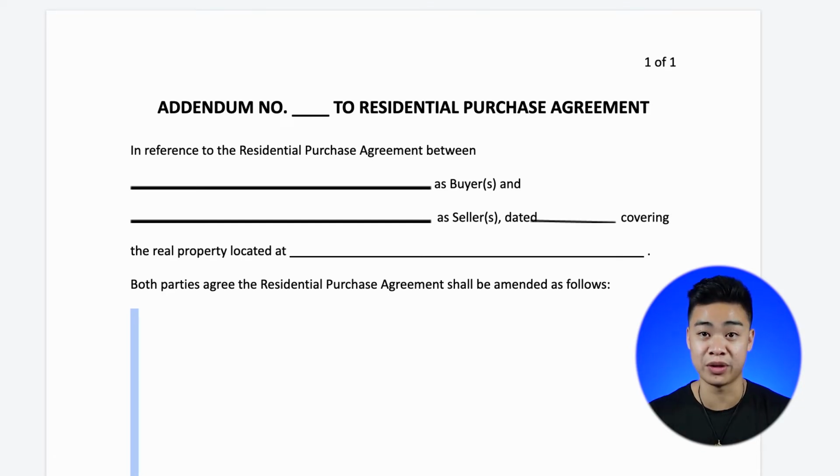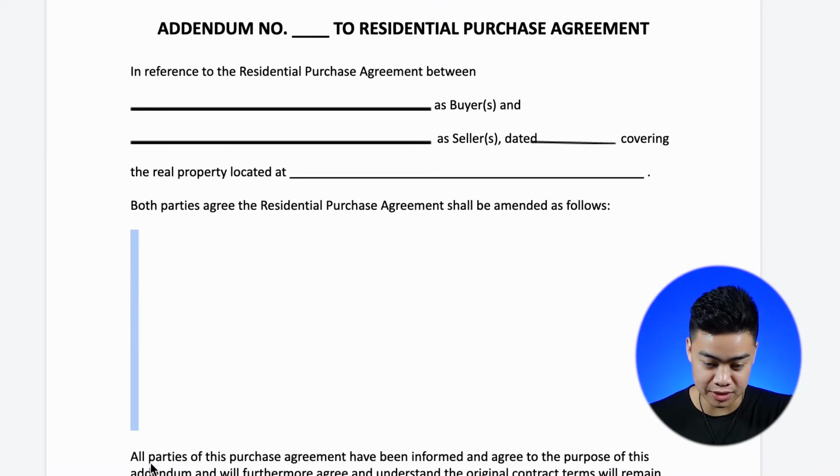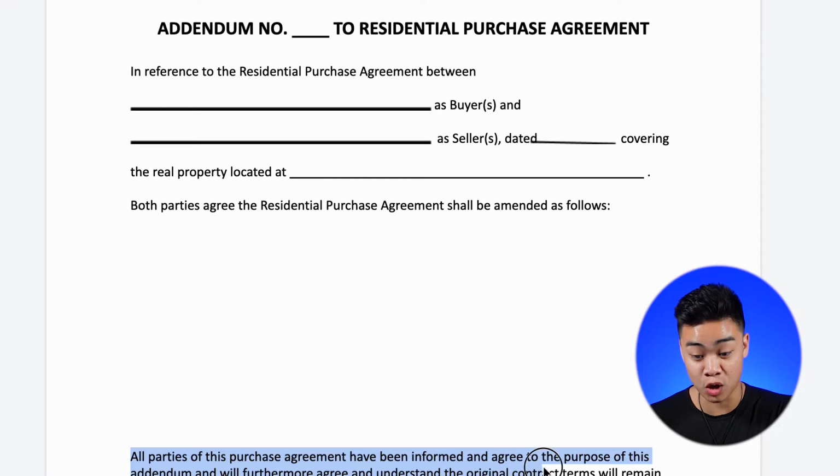Let me just finish reading through the contract so you can understand. So the last part of this addendum agreement is this section right here. All parties of this purchase agreement have been informed and agreed to the purpose of this addendum and will furthermore agree and understand the original contract terms will remain unchanged.